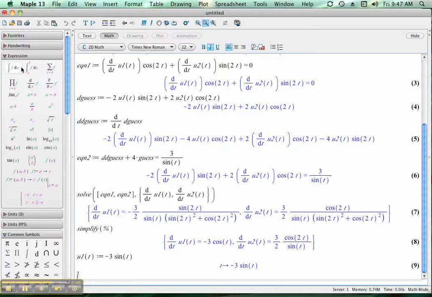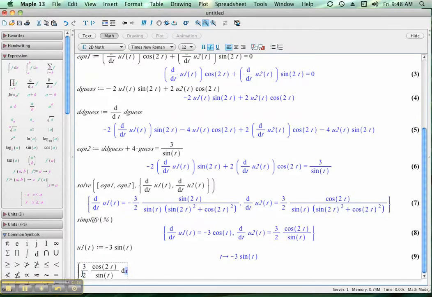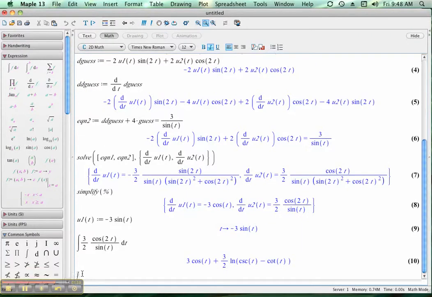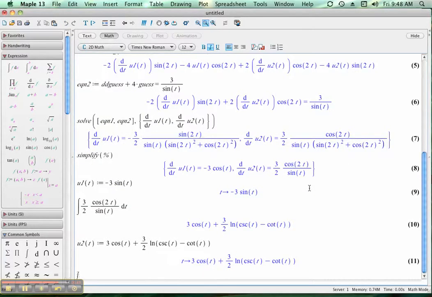Here's u2. It's anti-differentiated. Make sure we're doing that with respect to t. Go Maple, go. Fantastic. That's u2 of t. Isn't that ugly? My goodness. Function definition. Yep, that's fine.